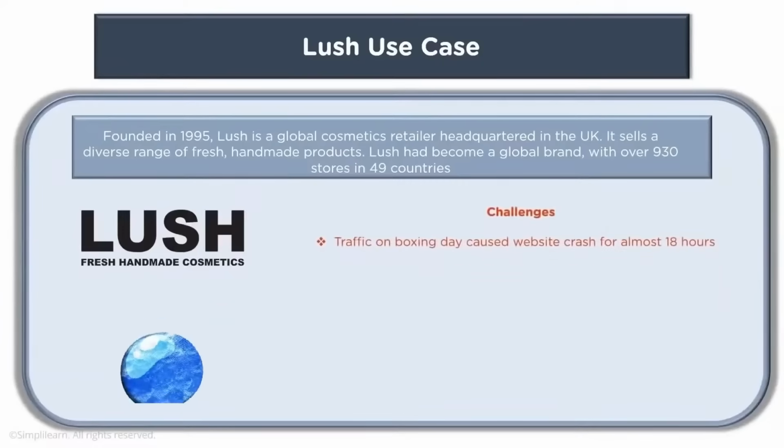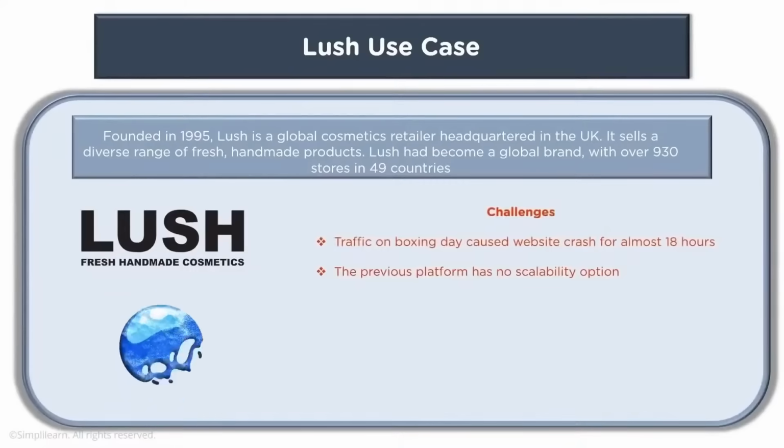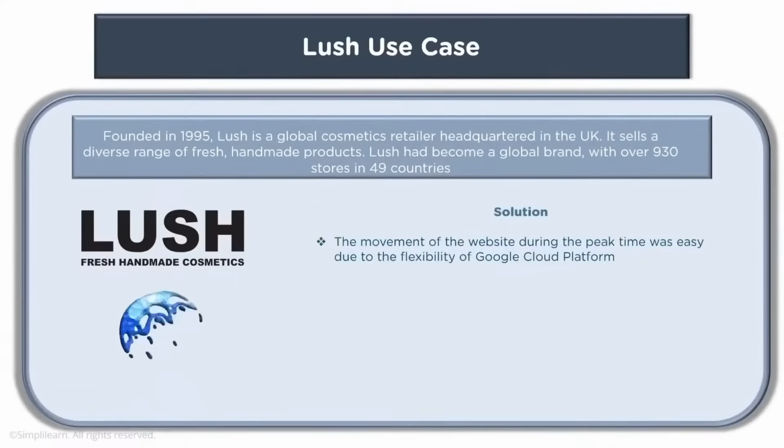The challenge which was faced here was that traffic on Boxing Day caused a website crash for almost 18 hours. And this is something which had a devastating effect on their business. The previous platform had no scalability option. What was the solution? The movement of the website during the peak time was easy due to the flexibility of the GCP platform.